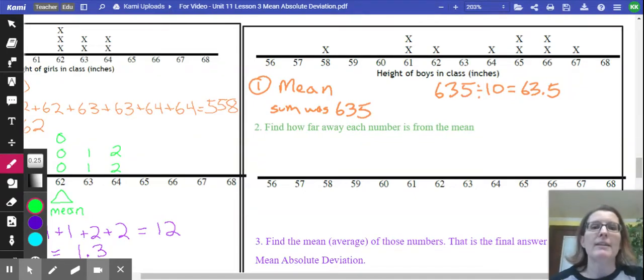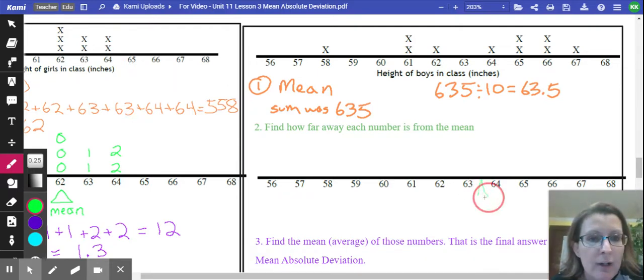Now I'm going to help you get this one started. So the boys' mean absolute deviation is a little bit harder to do than the girls because you have a decimal. So check that you have the correct mean. When I added up all the numbers for the boys, I got 635. And then there were 10 boys' numbers, so I divided it by 10 to get 63.5. So the boys' mean is right here at 63.5.